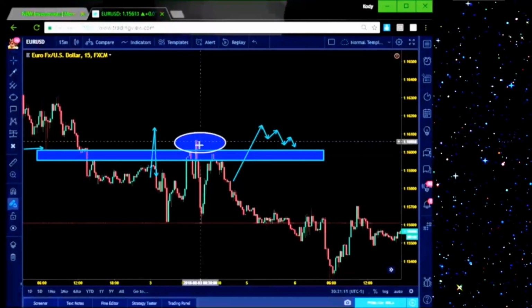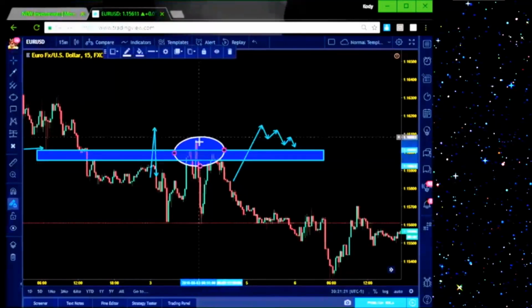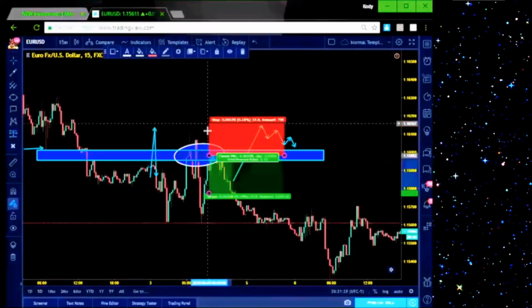Guess what we did? Price came up. It came back in. Guess what we did? We said, thank you for such a wonderful sell opportunity. Woo! Big green candle. Sweet. Thank you.